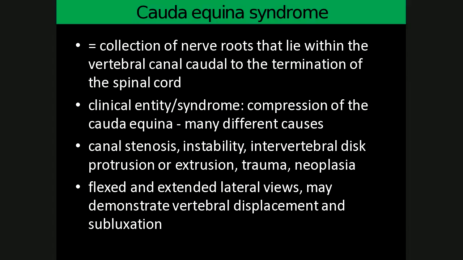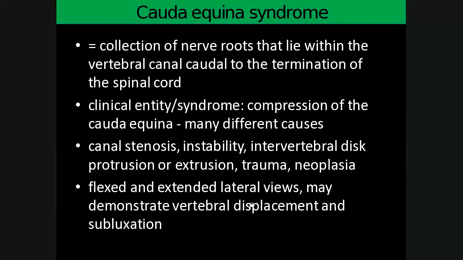Right, lastly, Cauda equina syndrome. The Cauda equina is a collection of nerve roots that lie within the vertebral canal, caudal to the termination of the spinal cord. And the syndrome is a clinical entity of compression of these nerves. And there are many different causes. It's often very confusing, depending on the text that you read, to try to classify this. But essentially, it can be due to canal stenosis, instability of the vertebra, intervertebral disc protrusion or extrusion, trauma or neoplasia. And here flexed and extended lateral views become important.